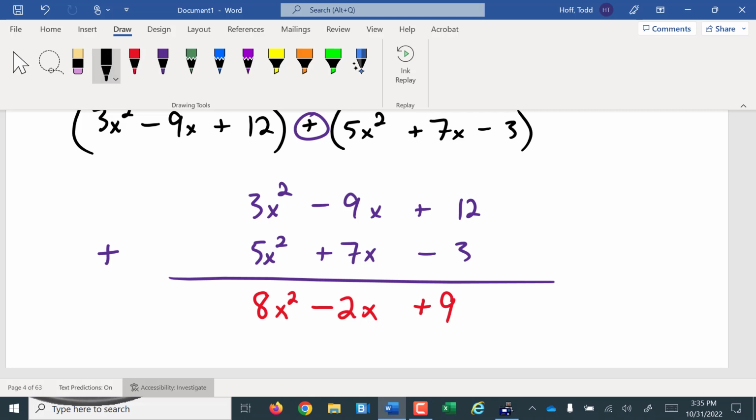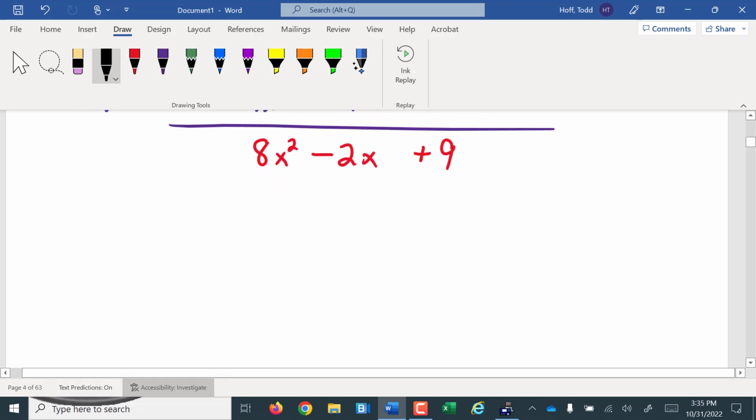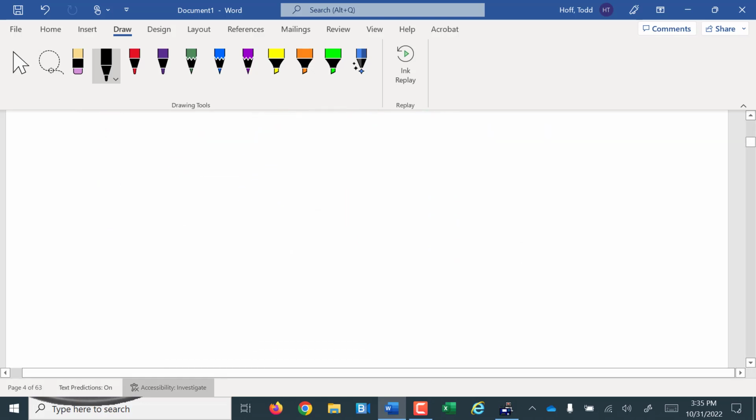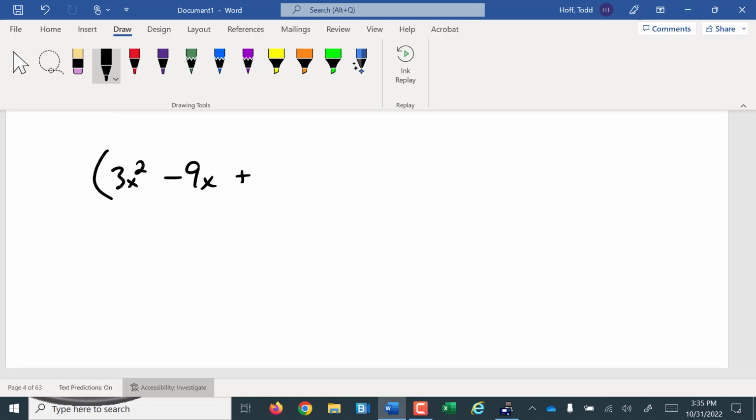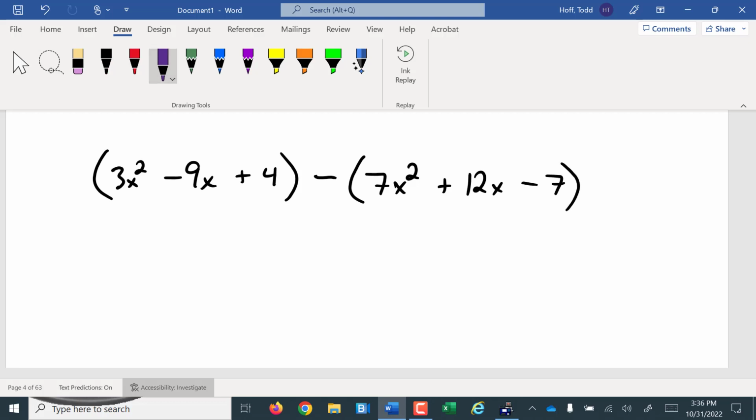So I told you that subtraction was where the integers would haunt us. Let's take a peek. So 3x squared minus 9x plus 4 minus 7x squared plus 12x minus 7. So we're subtracting here. Let's set this up.